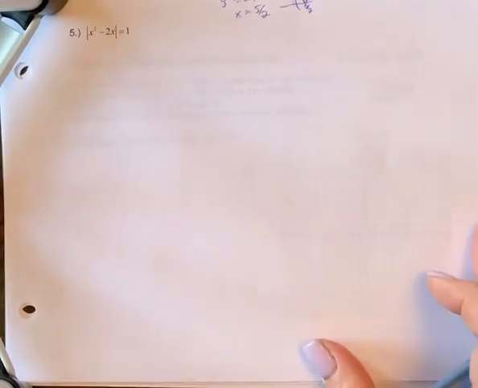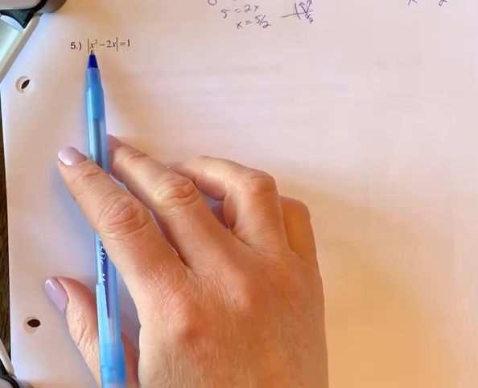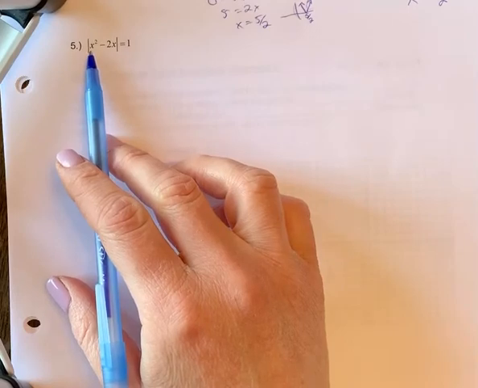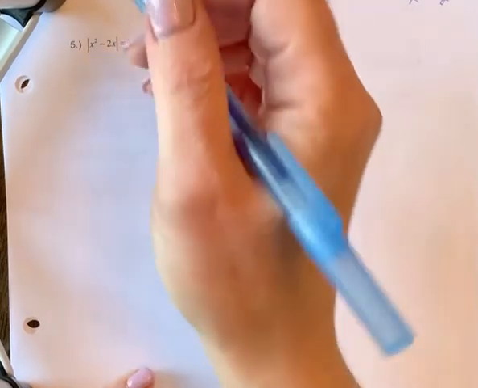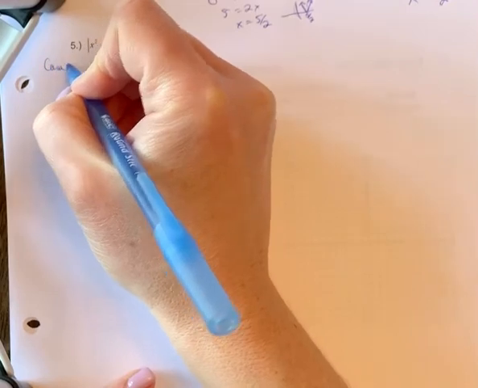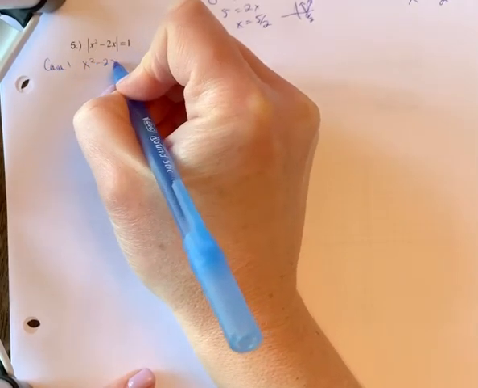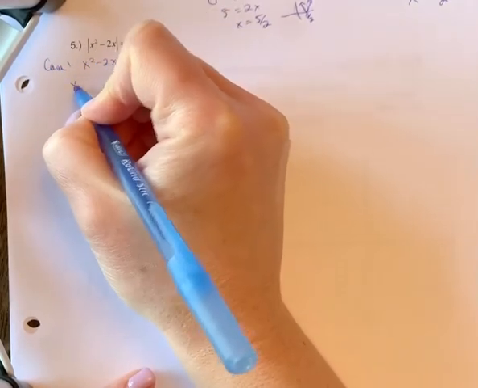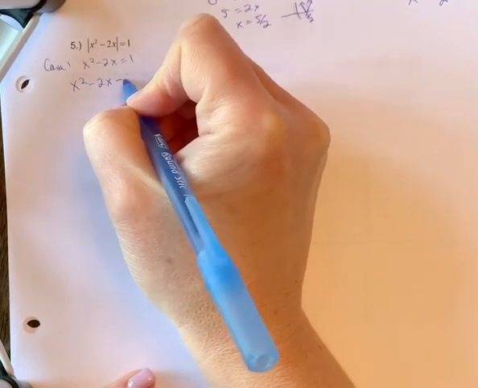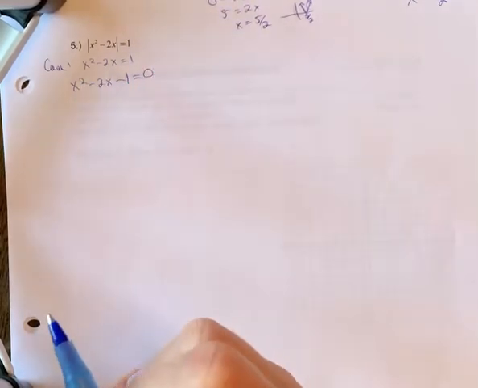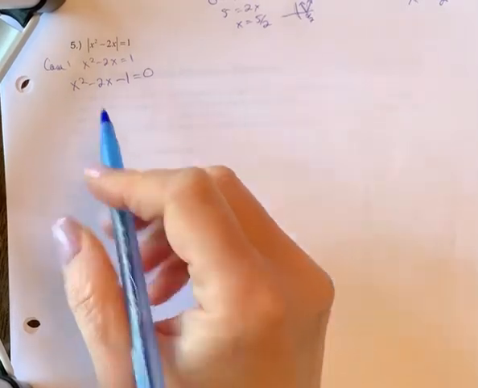Solving for number 5. This is a quadratic, so the way we solve this is still going to be the same with the two cases, but we're going to have a quadratic question. So in case 1, you're going to set your equation positive. So x squared minus 2x minus 1 equals 0. And we're going to solve for that now.